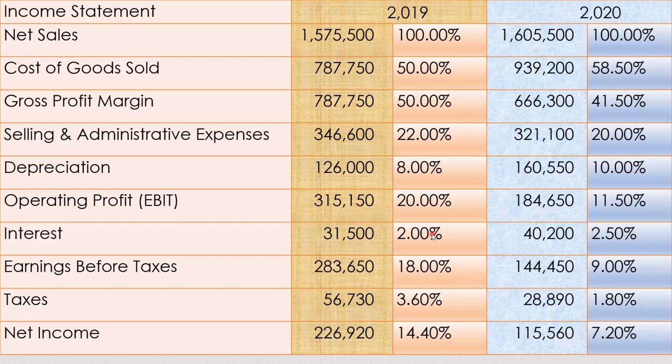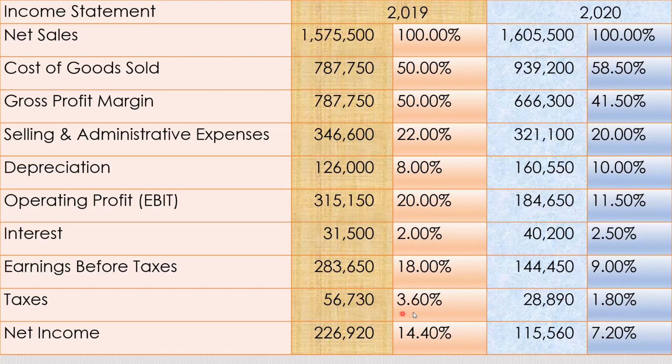Then we are going to compare the interest. So the interest percentage is higher in 2020. This may be due to them having purchased assets by a loan. Therefore, the interest expenses have increased, right? Since the gross profit is lesser and the operating profit is lesser, the earnings before tax figure is lesser in 2020. Therefore, the tax percentage is also lesser than 2019.